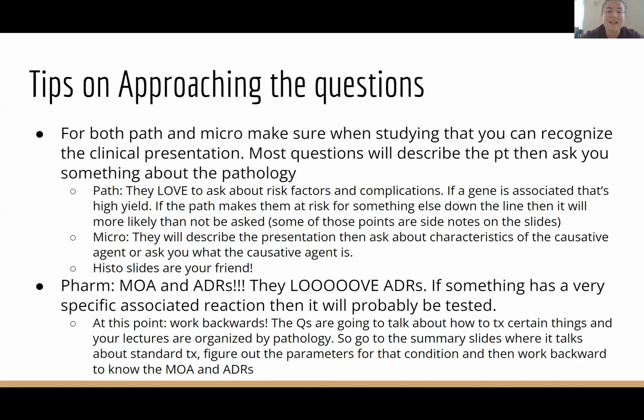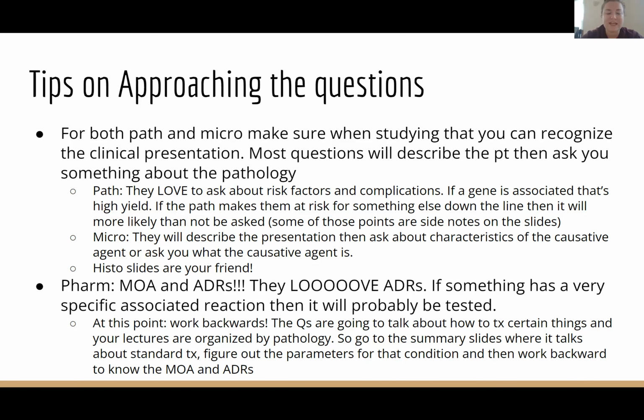And then histo slides are your friend in year 2. The reason being, in year 1 it was really tedious because histo was all about identification and what you were looking at. For year 2, when you're talking about pathology, histo is actually your friend, and it's one of those buzz things to clue you in on what you're looking at. So when you see histo, don't fret, actually rejoice, because that can be an easy trigger, an easy buzzword for a pathology. Then pharm, mechanism of action, ADRs. If something has a very specific one, then they're probably going to test it. But at this point, work backwards.